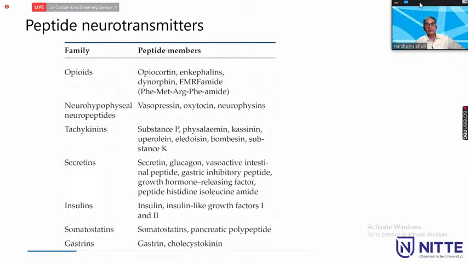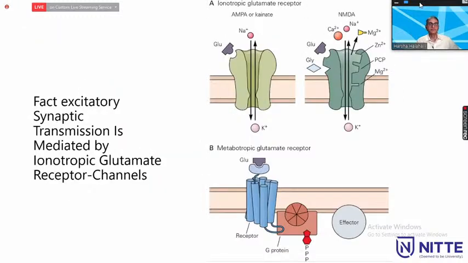Insulin and insulin-like growth factors are recognized to be important transmitters, especially involved in survival and growth of neurons. Then you have somatostatins, including pancreatic polypeptide and gastrins. So a large number of peptides have double roles in the GIT as well as in the brain. In the brain, they act as neuromodulators.